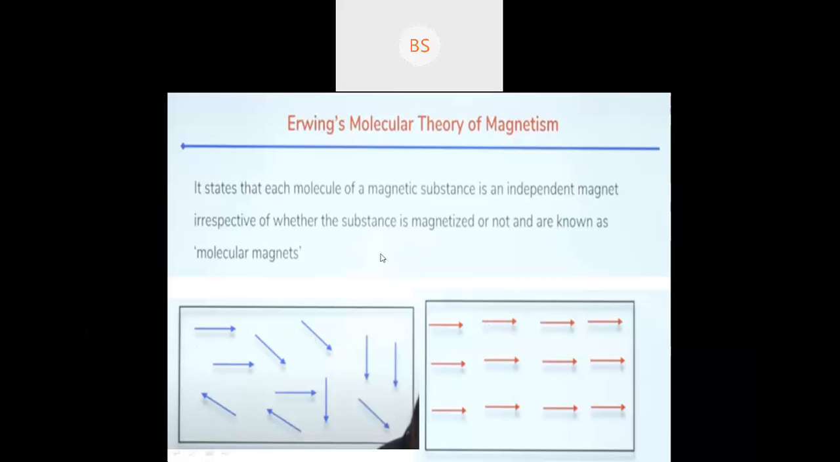Okay, so this is the molecular theory of Ewing. Ewing, the scientist, has given this molecular theory. What he said: when you take an iron rod, until and unless you bring the magnet near to the iron rod, it doesn't behave as magnetized. Already the molecules of a magnet are present in the iron material, but they are not in the same direction, they are in random directions. But when you bring the magnet near to the magnetic material, it gives them one direction, and then that magnetic material behaves as magnetized. Okay, so clear about this?